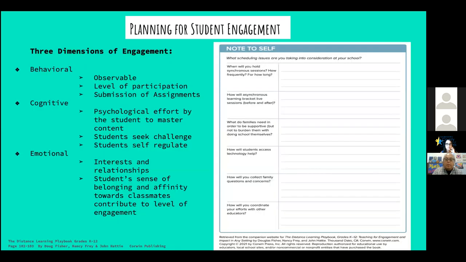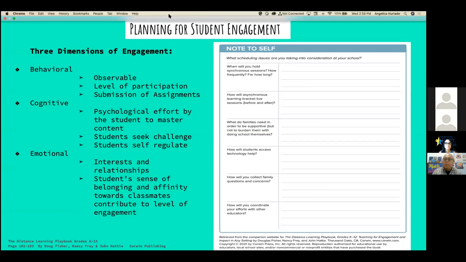And the next slide. So as you're planning for engagement, you have your three dimensions of engagement there. There is no learning without engagement. Remember the distance learning playbook. So we're using a lot of things from here as resources for you. And all of these are also in the drive. So please go ahead. If you need the worksheets, you can. Sorry, I was looking at the chat as well. Okay.